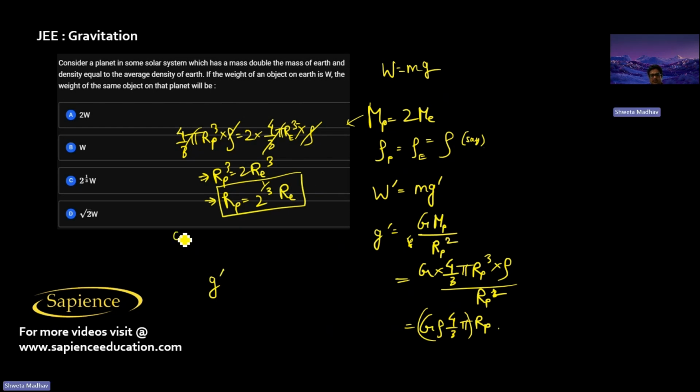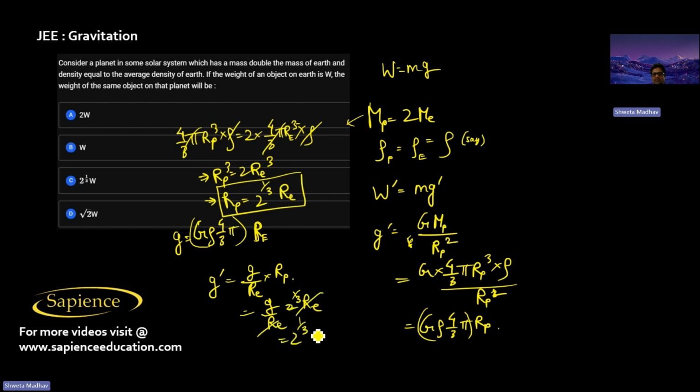That means g dash, g is equal to G into rho into 4 by 3 pi into RE, where RE is the radius of Earth. Then g dash will be equal to g by RE into Rp. Rp is 2 power 1 by 3 times RE. So RE will cancel, which will be 2 power 1 by 3 times g. So therefore, the weight of that object on that planet will be 2 power 1 by 3 times mg, which is the weight on the Earth. The weight of the same object on that planet will be 2 power 1 by 3 times W. So option C is the correct answer.